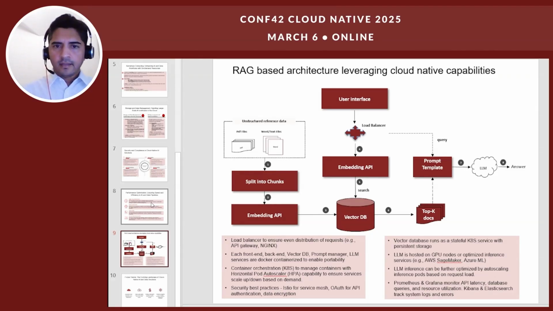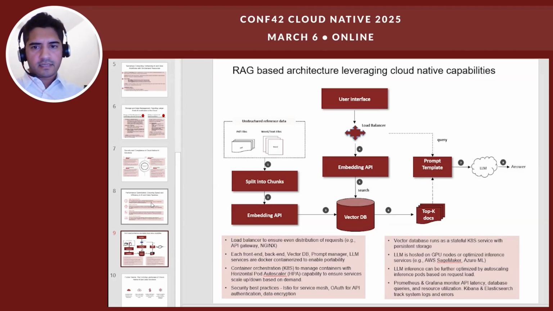Now, when you look at the vector database, it runs as a stateful Kubernetes service with persistent storage. Now, LLM hosting and LLM inference are very important, which is based on GPU nodes or optimized inference services such as Azure ML or AWS SageMaker, a lot of things. And then Grafana and Prometheus to monitor API latency, and the ELK Stack, you can also leverage that.